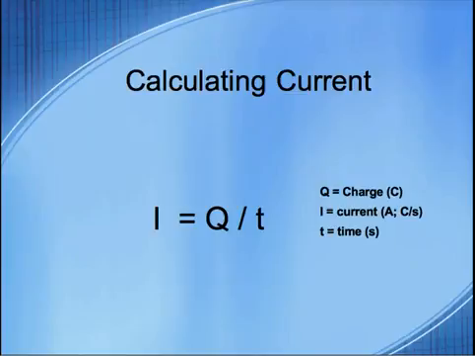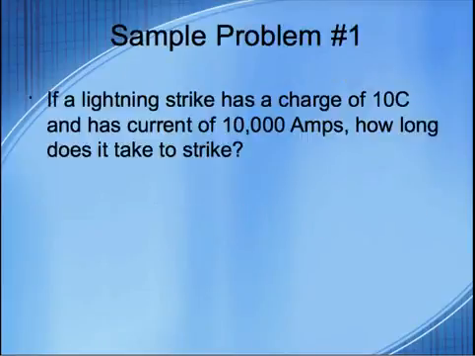All right, calculating current. We have current in a lot of different equations. One of them is just the simple equation of charge per time. So let's look at a sample problem using that. If we have a lightning strike that has a charge of 10 coulombs and a current of 10,000 amps, how long does it take to strike? It's a simple equation here. So go ahead and work it and then check back with the solution.